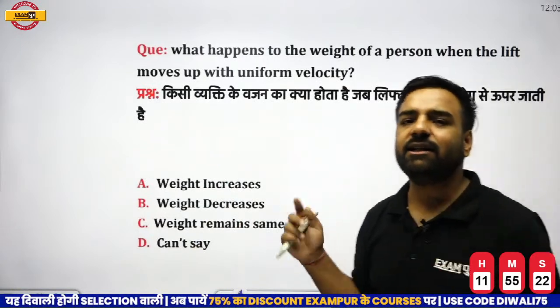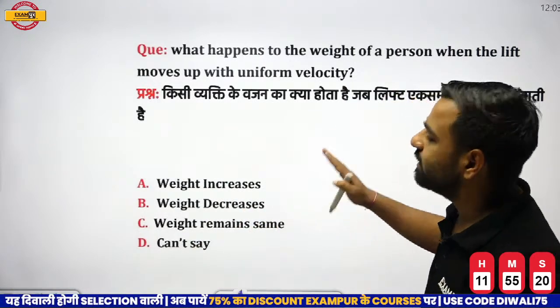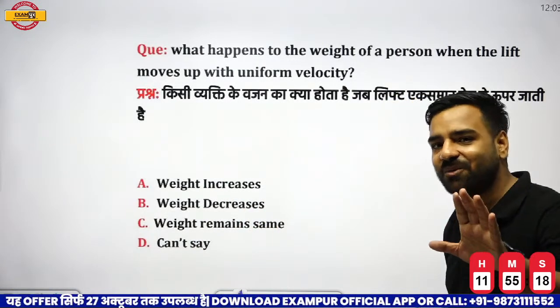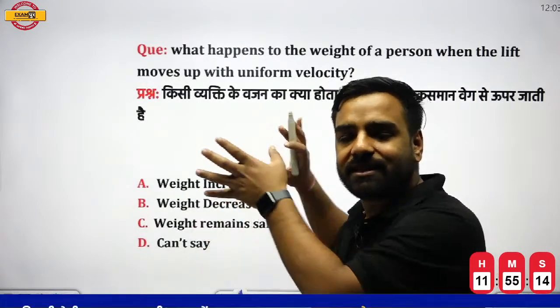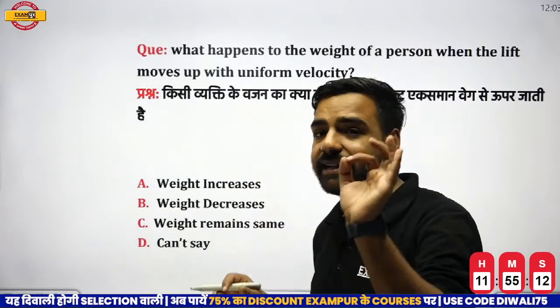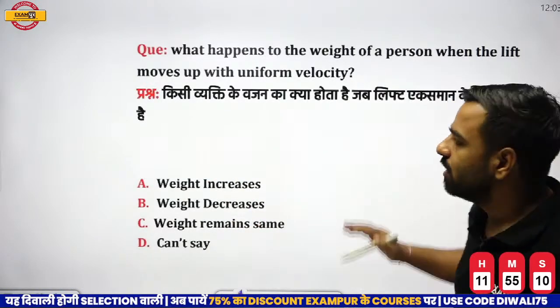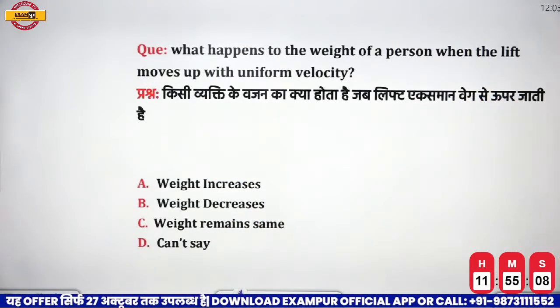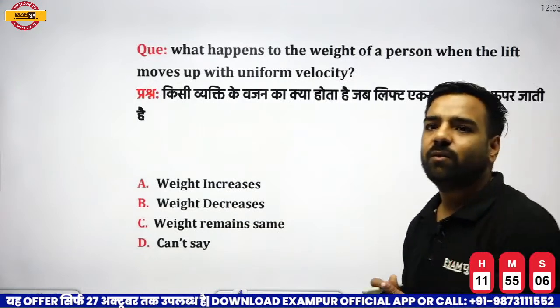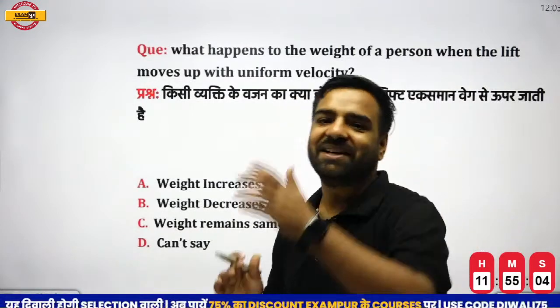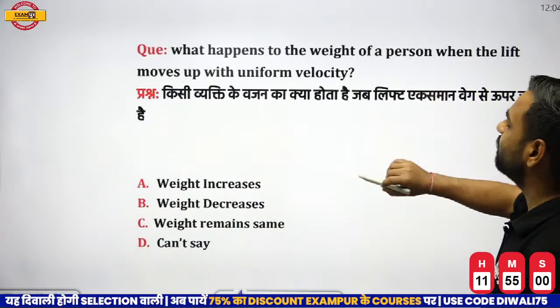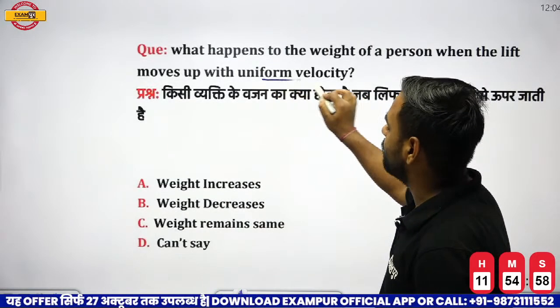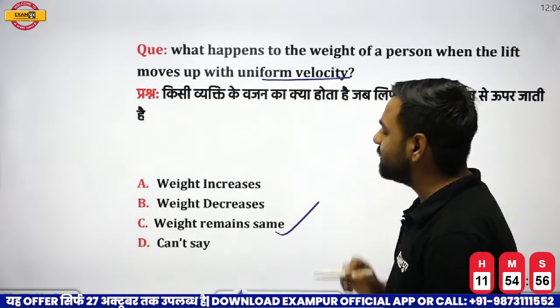So Ankit and all the other candidates, before answering this, think twice. You know about me, whenever I say think twice, it means there is some logic in the question, and that is very important for the examination. It is from a previous year paper. So Ankit is going with C. Very good, Ankit. Ankit is saying that when the lift is moving up with uniform velocity, the weight is going to be the same.